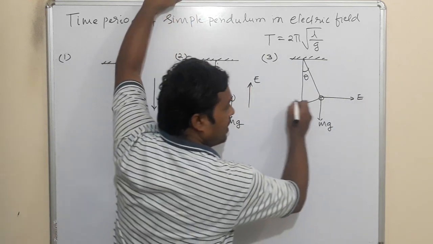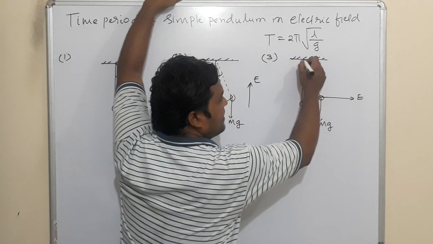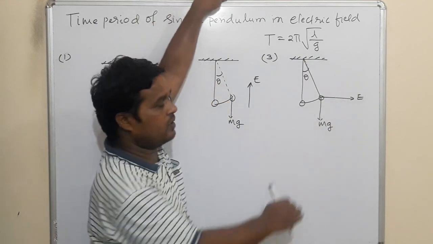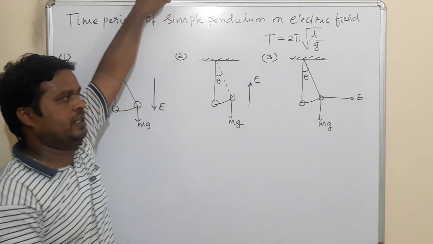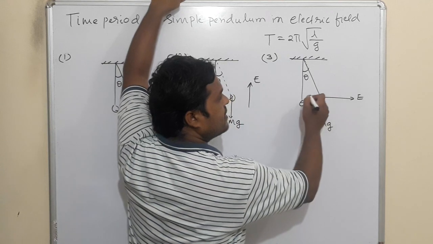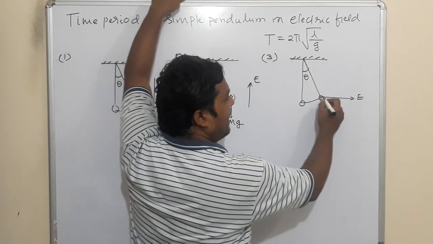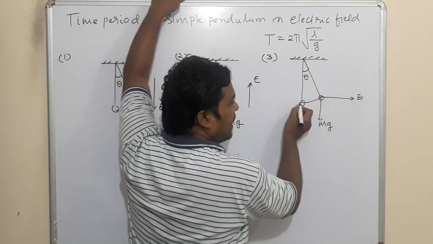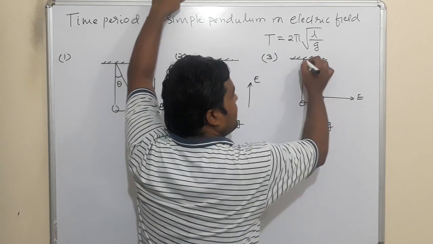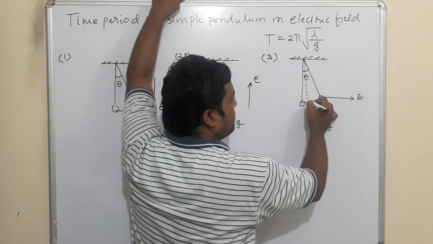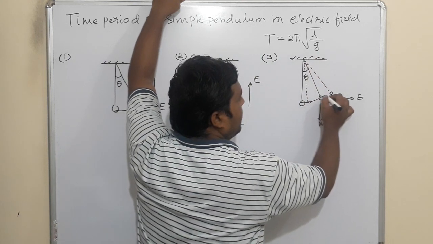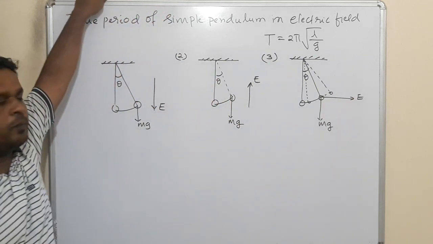See, because of the applied field, its mean position is going to change. When you apply the field in the horizontal direction, what happens actually, if it is oscillating like this about this mean position, under the influence of this field, it will be moving aside through an angle theta and it starts oscillating about this mean position. Only thing is we want to calculate the net force here.